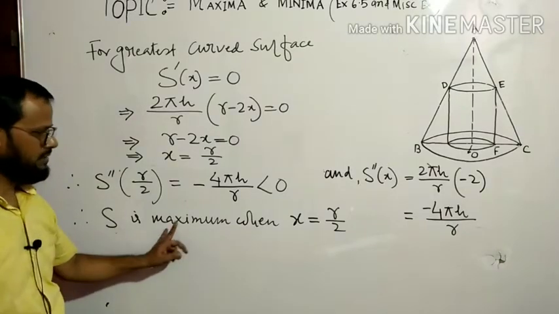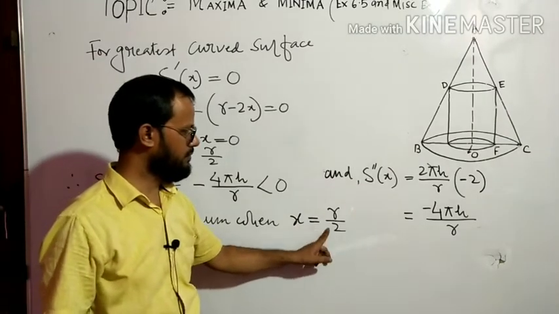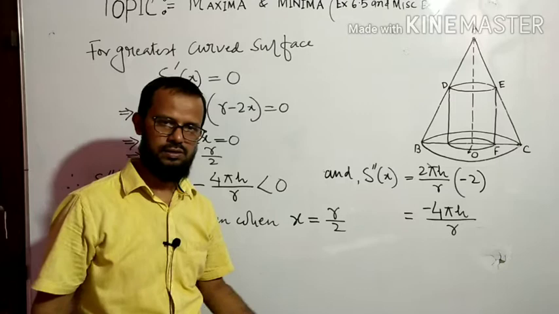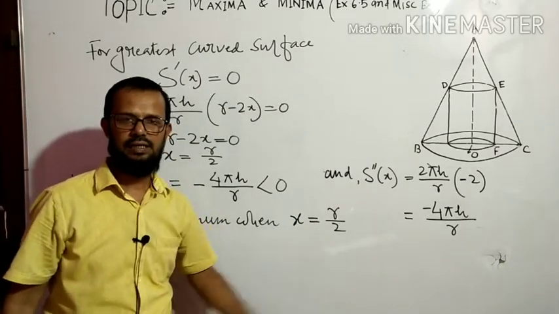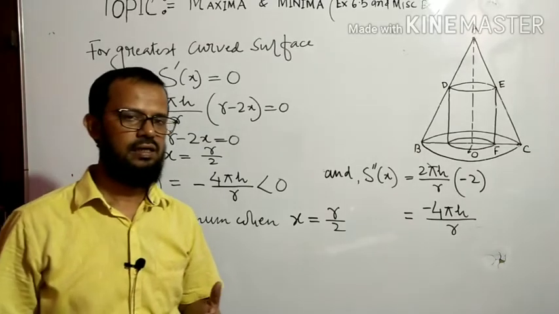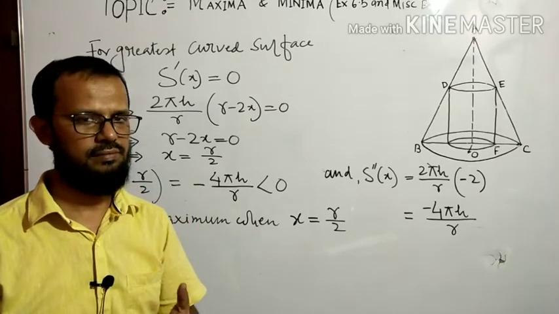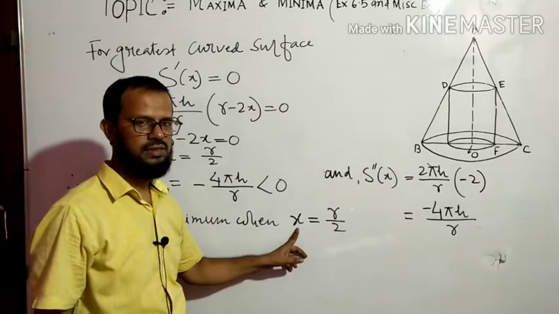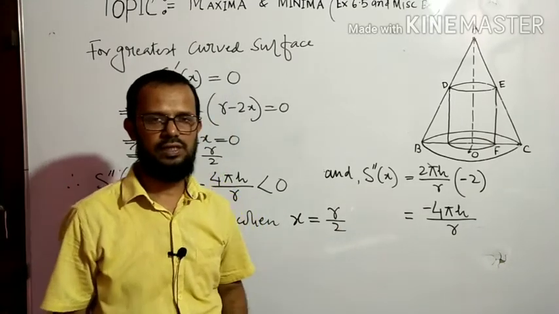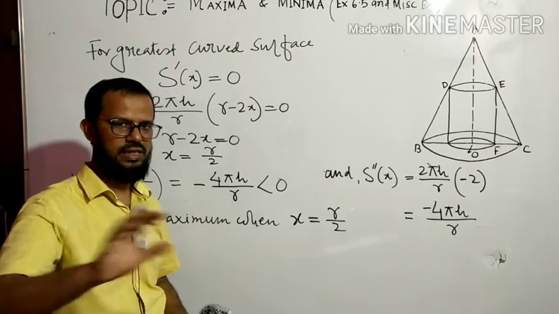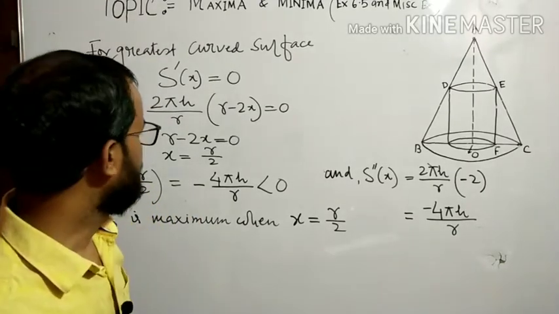Curved surface area is greatest when the radius of the cylinder is equal to half of the radius of the cone. So if you want to write the last line, write: the curved surface area of the cylinder is maximum when the radius of the cylinder is equal to half into the radius of the cone. That particular sentence you have to write last, then the problem will be over. So I hope you understand.